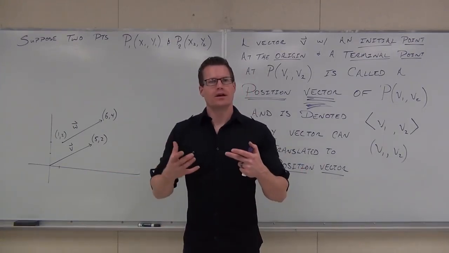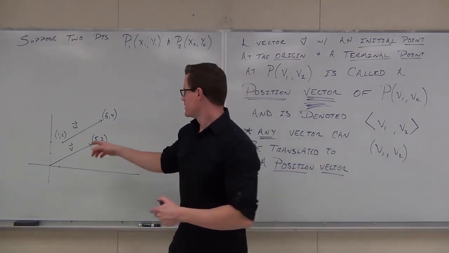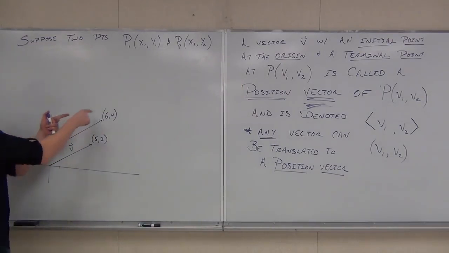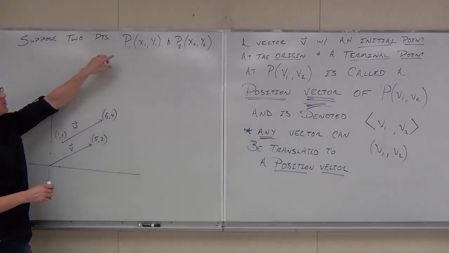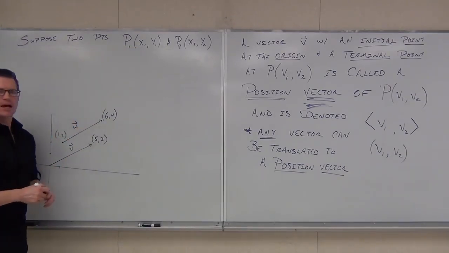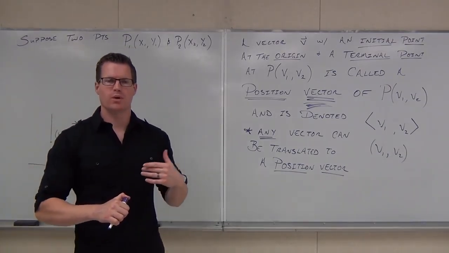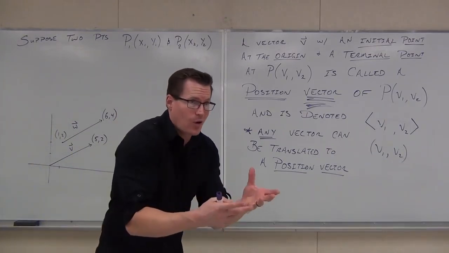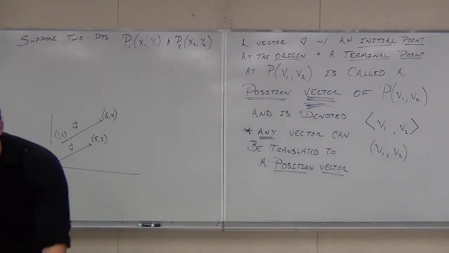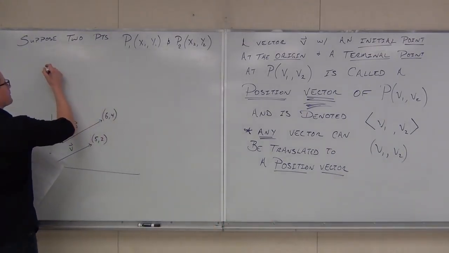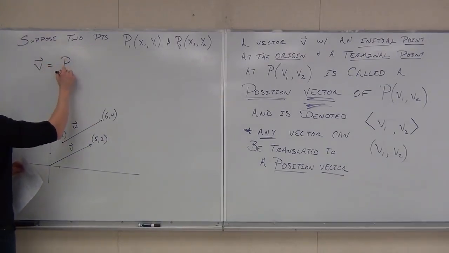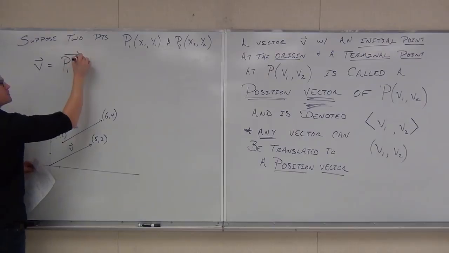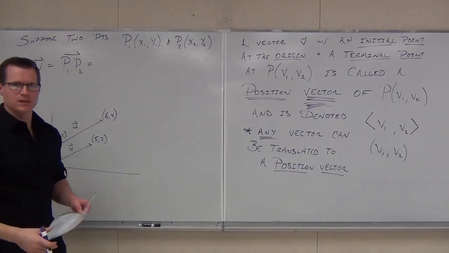Well, here's how we translate them. If this is a vector, obviously it's going from one point to another point, just like what I'm showing you here. So suppose that we have 2 points. Here's one, here's another one. A vector between those 2 points, and we can already make it a position vector, is given by this. So the vector v, which goes from point 1 to point 2, here's how you do it.